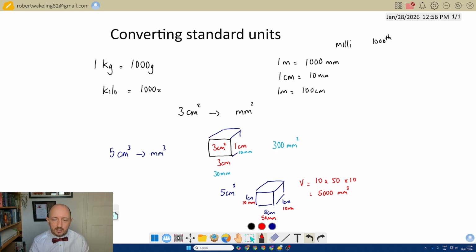There's one more that sometimes crops up, and that is 1 liter is 1,000 milliliters, but we're still using the milli idea, 1,000th, but that's also 1,000 centimeters cubed. We use this in chemistry when we're doing our calculations for chemistry as well. So 1 liter is 1,000 centimeters cubed is one that sometimes comes up too.